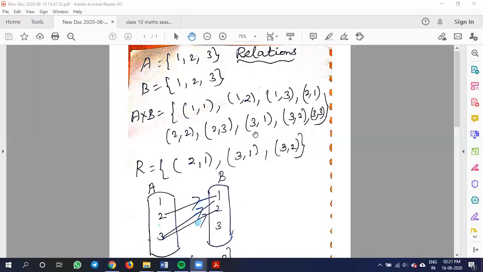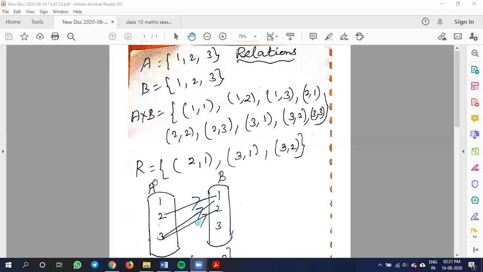See the next one, (3,1). Can we take this one? Yes, because the first element is greater than the second one. Then this one, (3,2). Can we take this one? Yes, because the first element is greater than the second one. Then the last one, (3,3), we cannot take, because both are equal.